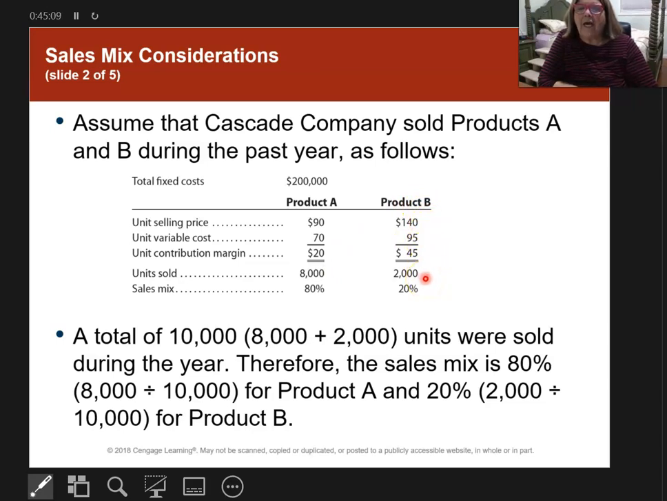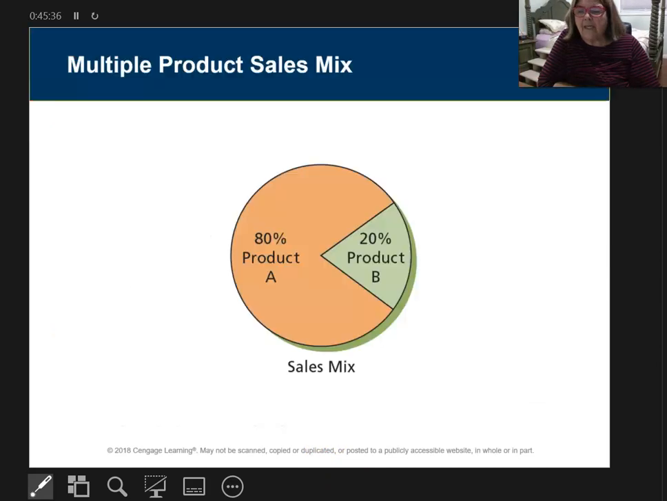So what if I look at the sales mix? Last year, product A represented 80% of my sales. Product B represented 20%. And the way I'd find this out is I would add the total units sold, and obviously it's 10,000, and then I'd take 8,000 divided by the total of the 10,000 to get the 80%. So you break it down into a little pie chart. Okay, this is how I calculate a sales mix.